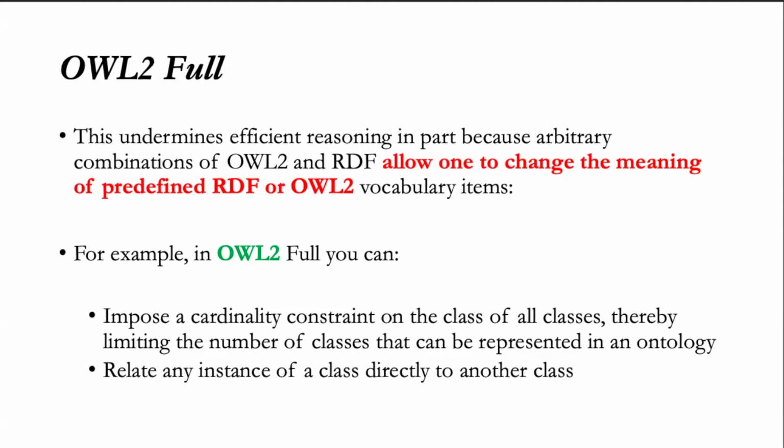That's changing the meaning of the RDF vocabulary. Similarly, you can relate any instance of a class directly to another class. You can't do that in RDF or RDFS or OWL2 with the direct semantics because you can only relate instances of things to instances of things. You can't directly relate classes to classes. The RDFS subclass of relation, for instance, is a relation that links instances of things to instances of things, not classes to classes. Yeah, that's the interpretation.